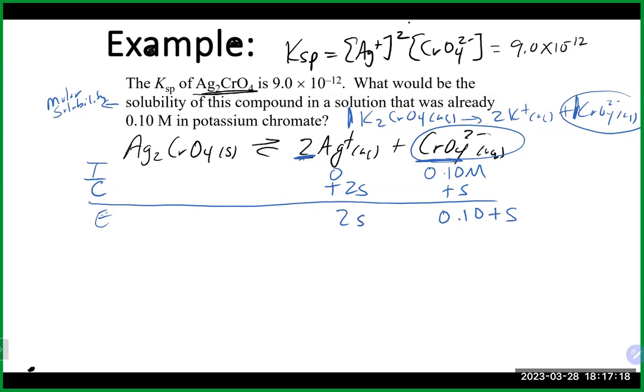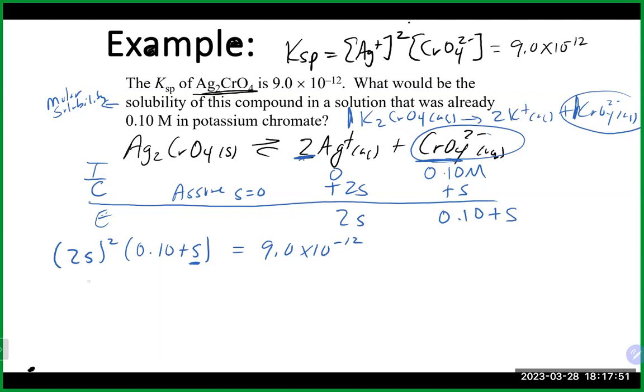Okay, so then what we're going to do, like normal, we're going to put this into our expression. So putting this into our Ksp expression will give us 2s, and once again, we do need to square it, times 0.1 plus s is going to equal 9.0 times 10 to the minus 12. Well, once again, that does look pretty small, so I'm going to assume s is equal to 0. So again, that's going to get rid of the s that we got going on right there.